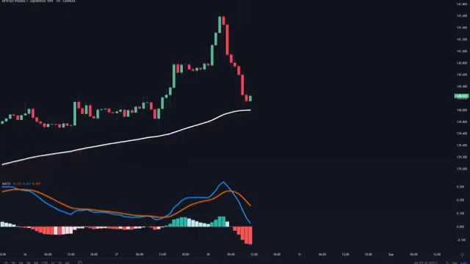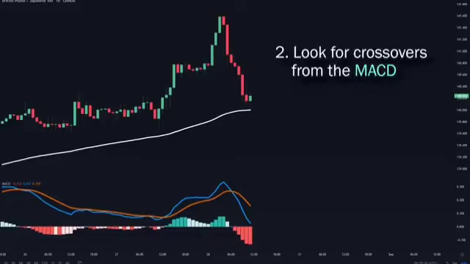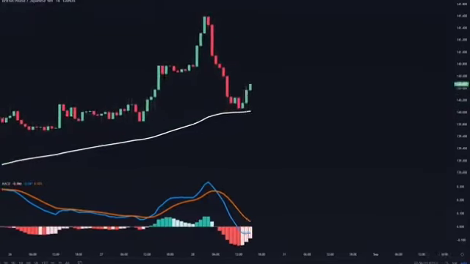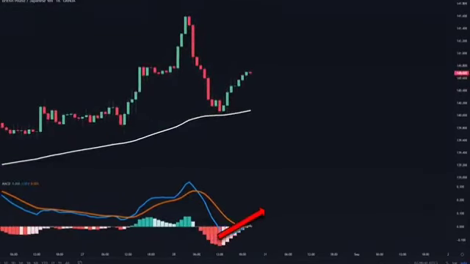So once you've identified the trend, the next step is we want to look for crossovers on the MACD that shows the same signal as the long-term trend. So in this particular example, we can see that the long-term trend is up, meaning we only take signals when the MACD crosses over upwards. And so here's where you want to take a long position.